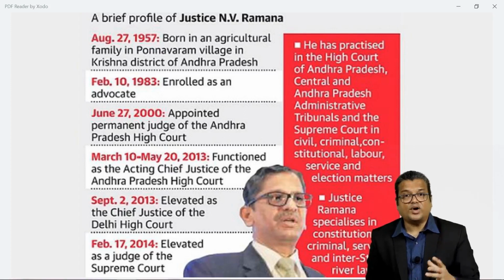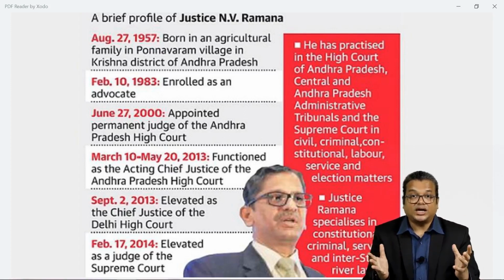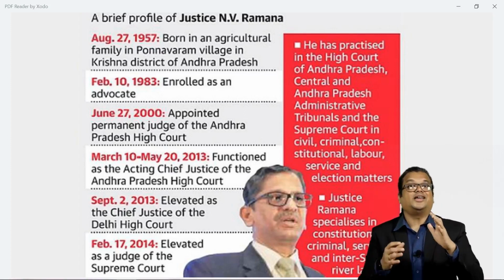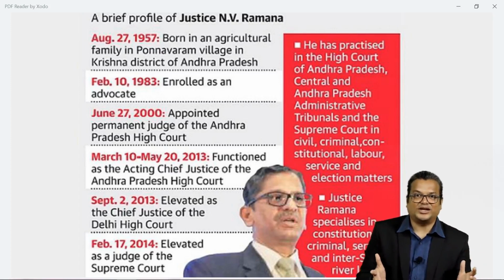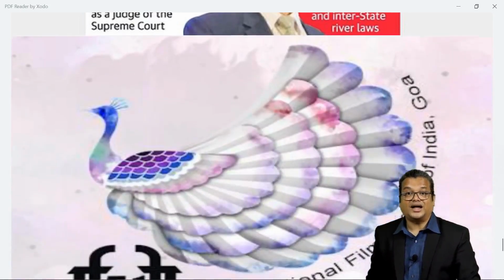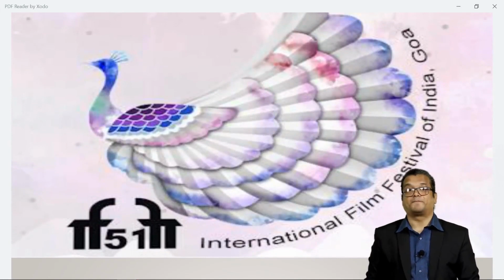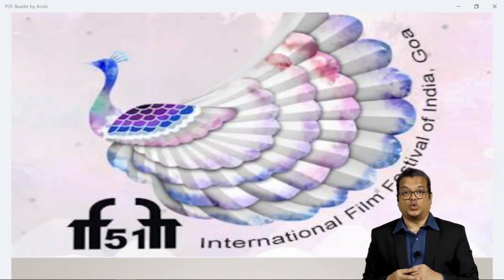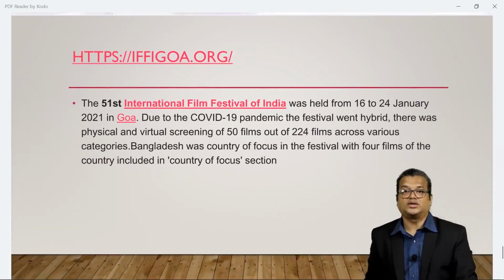It is about important events happening in society, in culture, and for that, films are an inseparable part of our cultural or social backgrounds. So guys, I am going to talk about the next update, and that is the International Film Festival of India, which was held in Goa in the month of January, right? So when was this held? It was held between 16th to 24th January.